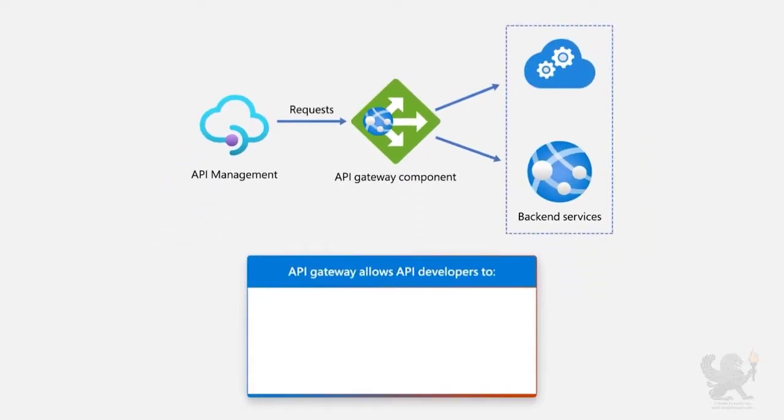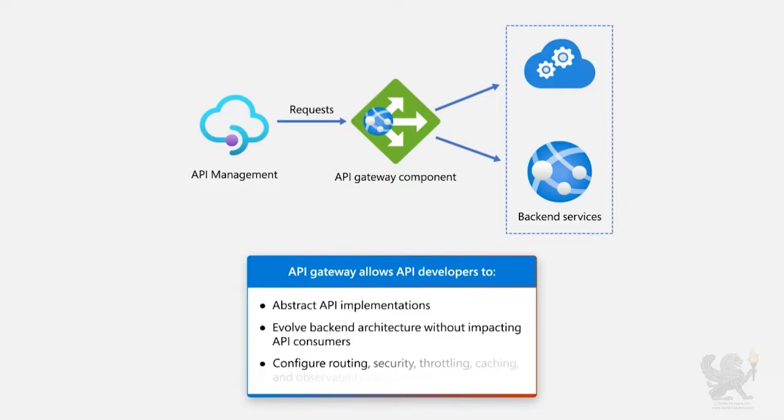The API Gateway acts as a facade to the backend services, allowing API providers to abstract API implementations and evolve backend architecture without impacting API consumers. It also enables consistent configuration of routing, security, throttling, caching, and observability.